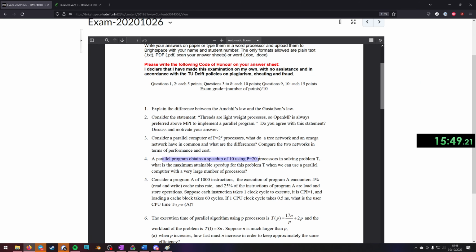A parallel program with a speedup of 10 using 20 processors. What's the maximum obtainable speedup if we can use an infinite number of processors? Okay, so this one is funny.